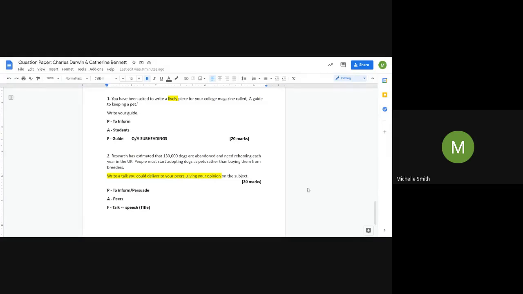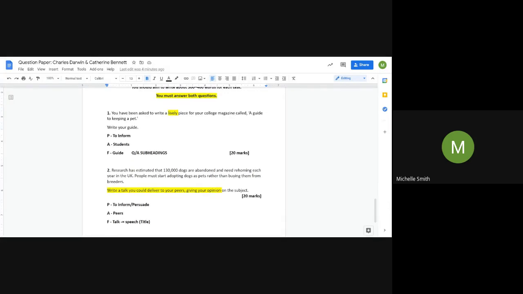So answer both questions, figure out your purpose, audience, and format. You can tackle the questions in any order that you like, but make sure you pay attention to the keywords. So lively, it's for a college magazine. It's a guide to keeping a pet. It's a talk. It's to your peers. You're giving your opinions on the subject.